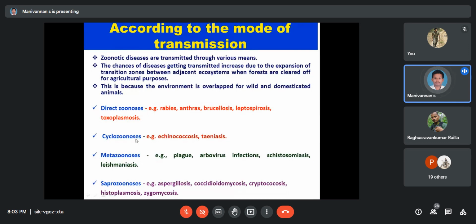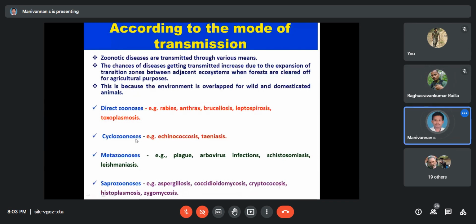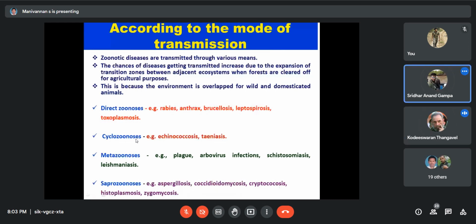Anyone give the answer? Anthropozoonosis is a zoonotic disease that spreads from animal to human beings. Example? Rabies. Very good. What is zooanthropozoonosis? That is human to animal. It spreads from humans to animals. Example?